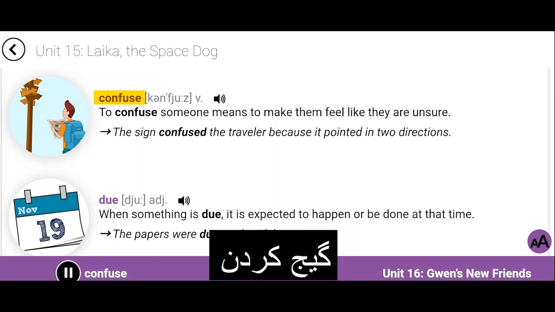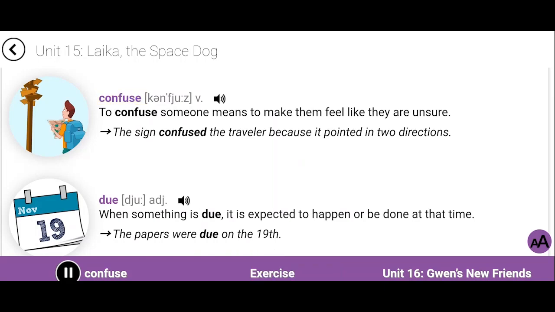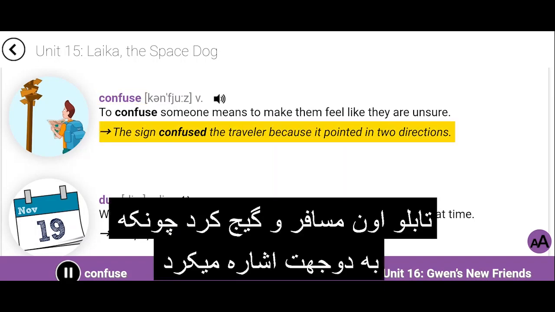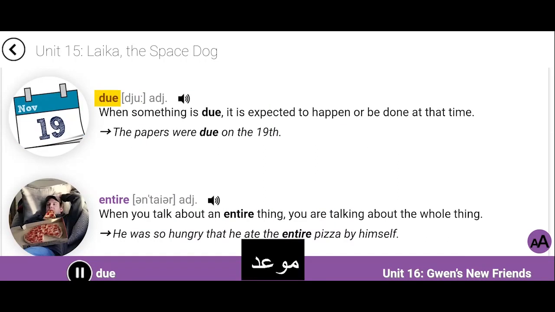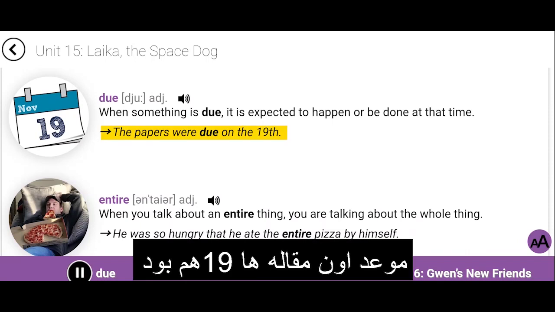Confuse. To confuse someone means to make them feel like they are unsure. The sign confused the traveler because it pointed in two directions. Due. When something is due, it is expected to happen or be done at that time. The papers were due on the 19th.